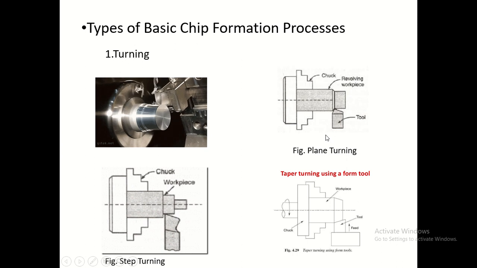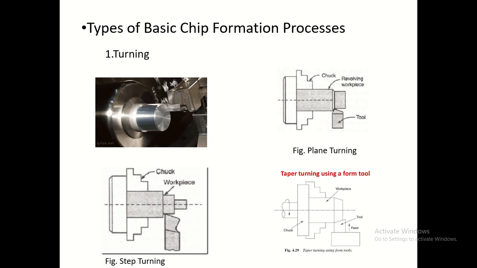Plane turning. Plane turning means the diameter of the workpiece is reduced, but along the length of the workpiece the diameter stays constant. Then it is called plane turning. What is step turning? The diameter of the workpiece along the length is not constant. Here the diameter of the workpiece differs at different sections. Then it is called step turning. This is the difference between plane turning and step turning.